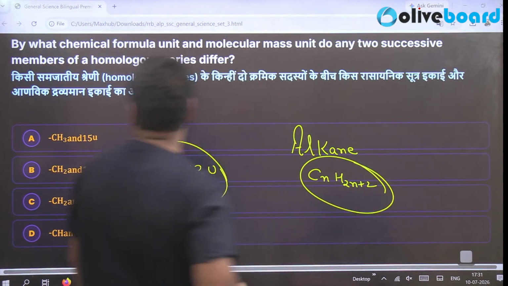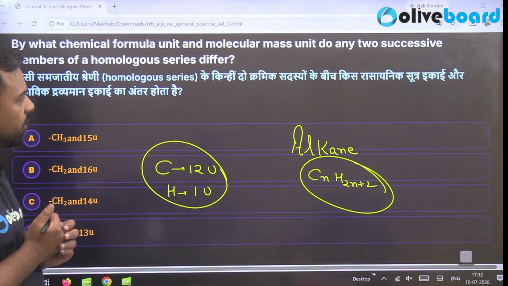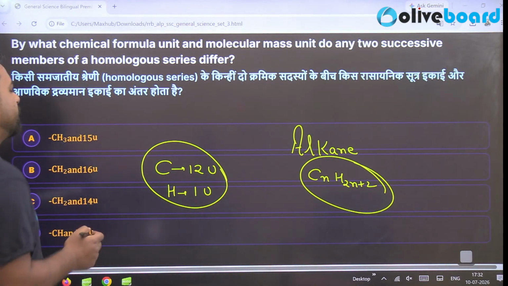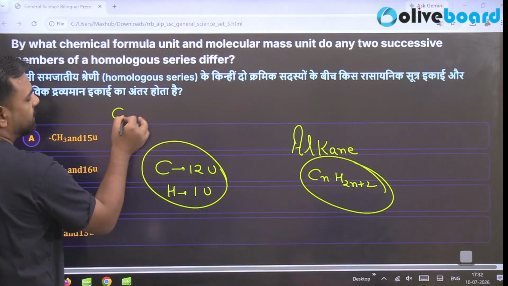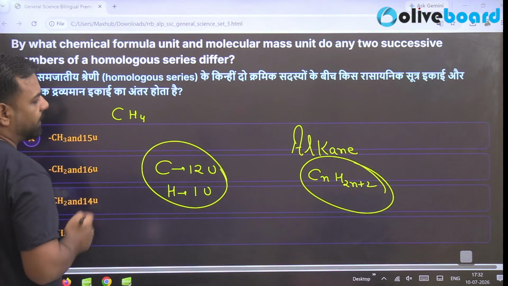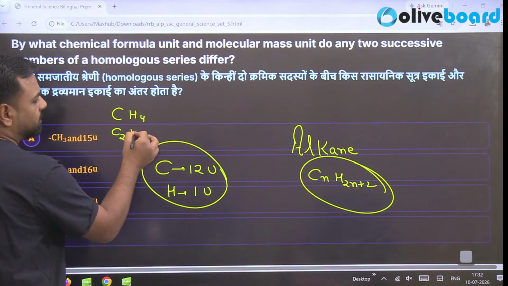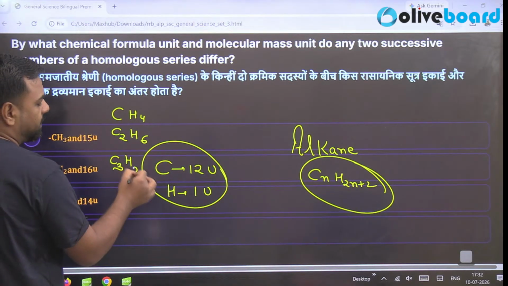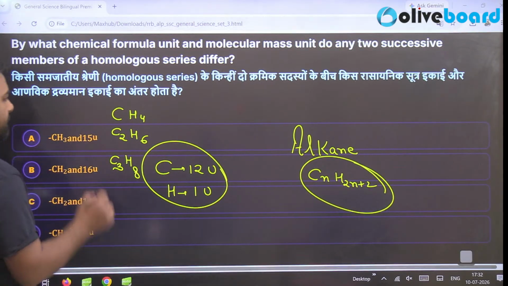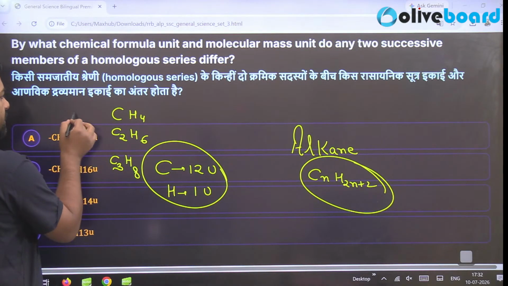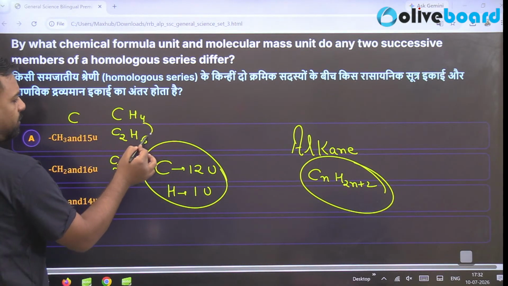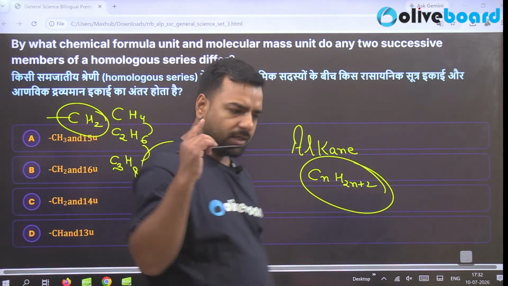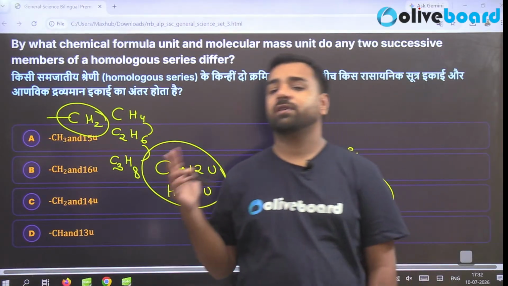Now guys, by what chemical formula unit and molecular mass unit do any two successive members of the homologous series differ? So first of all, let's go with CH4, right? Then we can go for C2H6. Then we can go for C3H8. Now just see the difference. There's a difference of one carbon everywhere. So one carbon, and in all the places, see, two hydrogens' difference. Can you just see the difference? Carbon is differing by 1 and hydrogen is differing by 2.